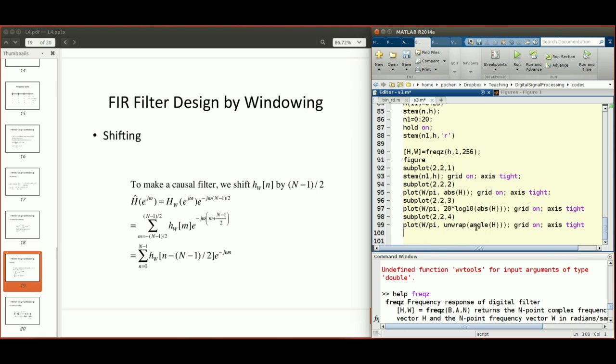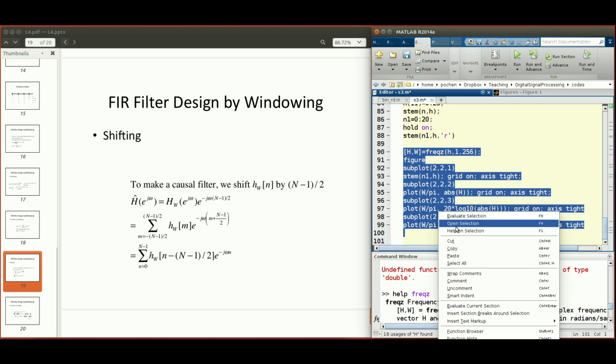So the angle of big H is gonna have cycle skips, because the angle could have a cycle of an integer number times 2 pi. If you do an unwrap, then it's gonna unwrap the phase for you. So let's try to execute this block of the code.